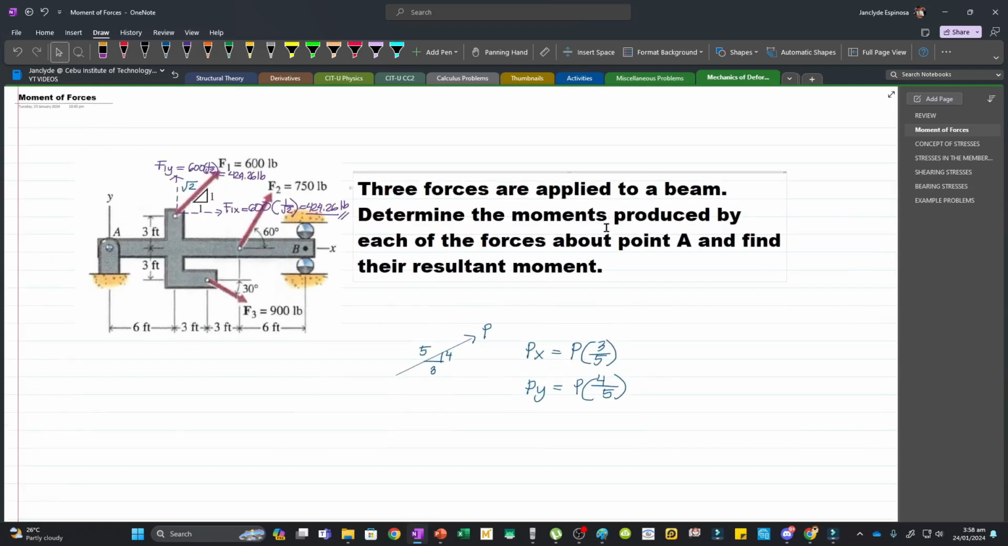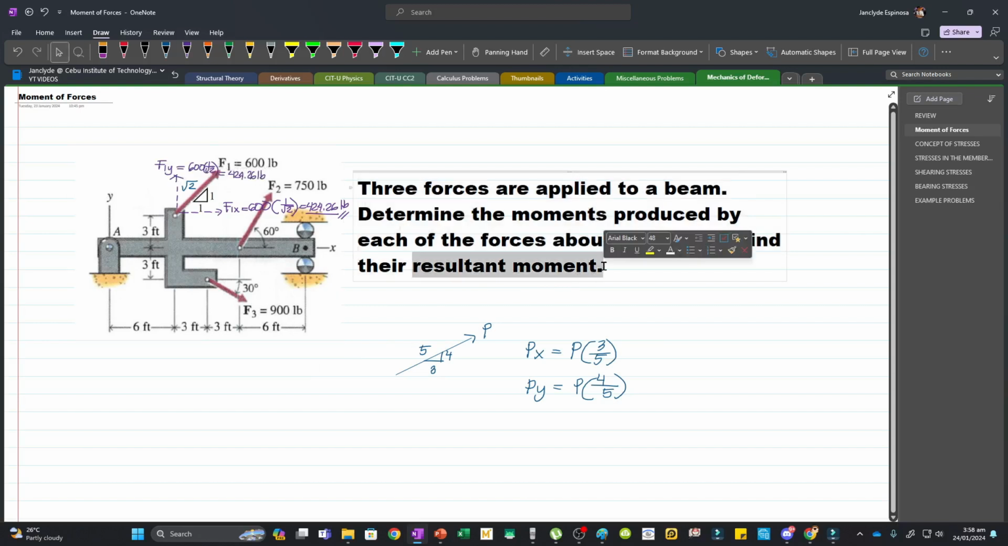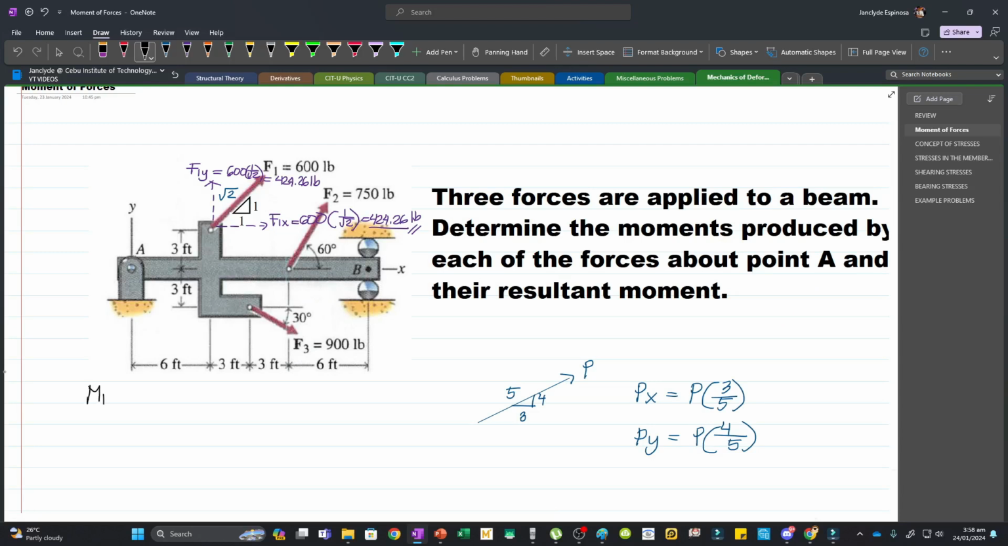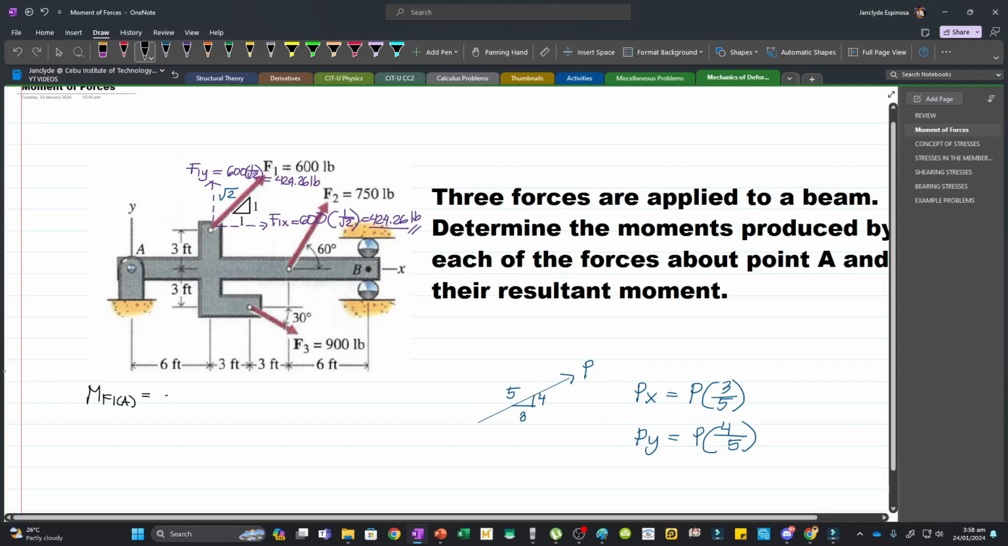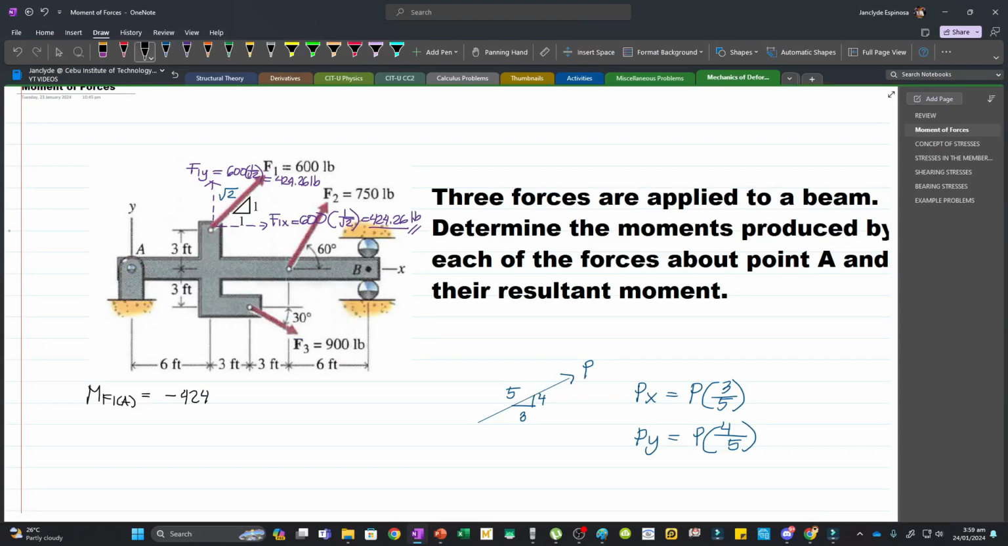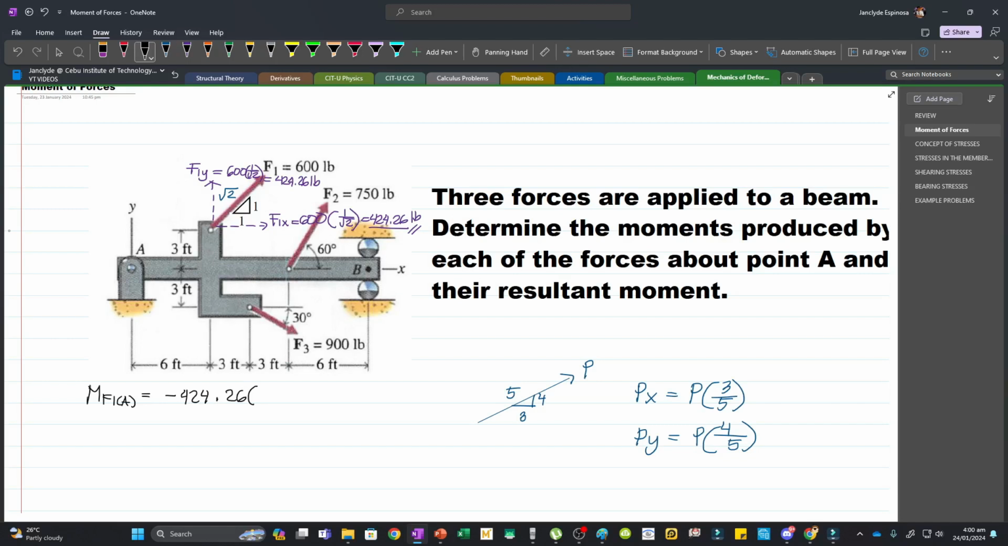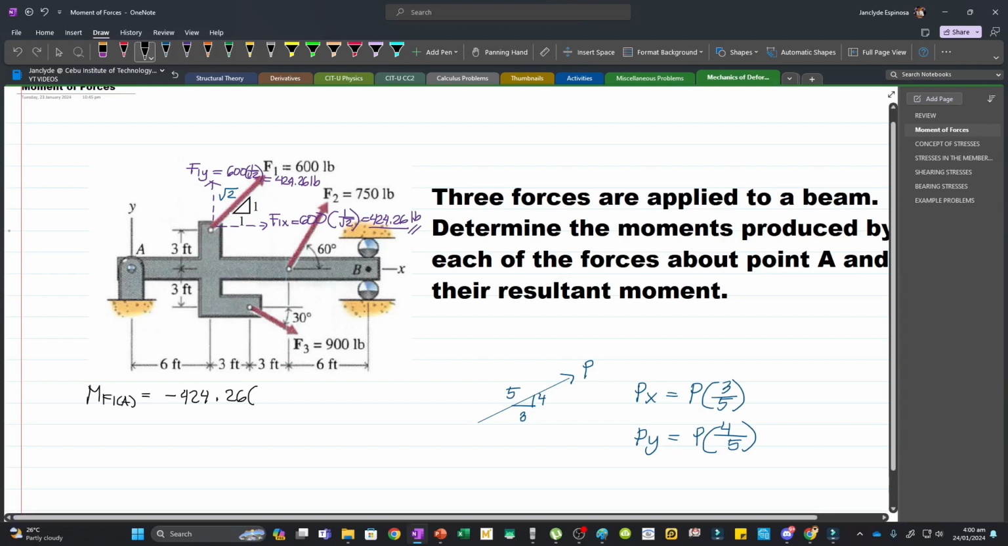Now we have to determine the moments produced by each of the forces about point A. And then finally, we have to find the resultant moment. Now, the resultant moment is just the summation of all the moments. And so for F1, let's say the moment caused by F1 about A, we have 424.26 and then minus, because again, if you'll hold point A and then you'll apply an upward force, your body will rotate counterclockwise. And so we have minus 424.26 multiplied by the moment arm, which is the perpendicular distance. Now this is the perpendicular distance, which is 6 feet. And so we have 6 feet.